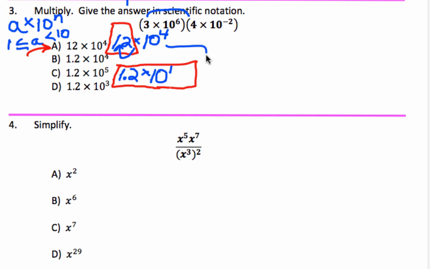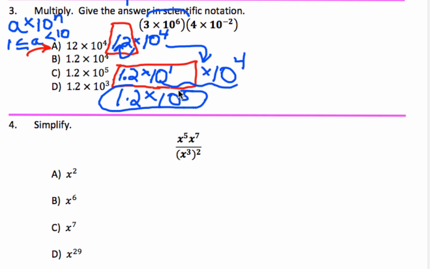Now we still have the multiplication times the 10 to the 4th. So our final answer will be 1.2 times whatever 10 to the 1 is times 10 to the 4th. We add the exponents again, so we see our final answer is 1.2 times 10 to the 5th.